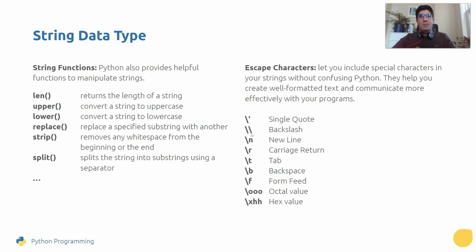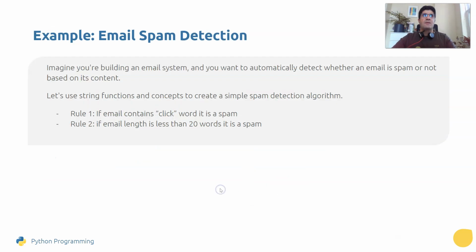Or if you want to have a backslash inside your string, you need to put a double backslash; backslash n for a new line, or backslash r for carriage return, and so on. You can study about them by yourself. I will skip this section, but let's look at an example, email spam detection.